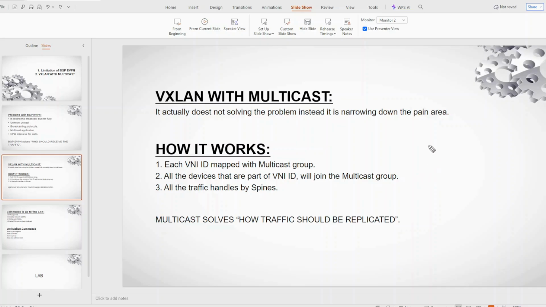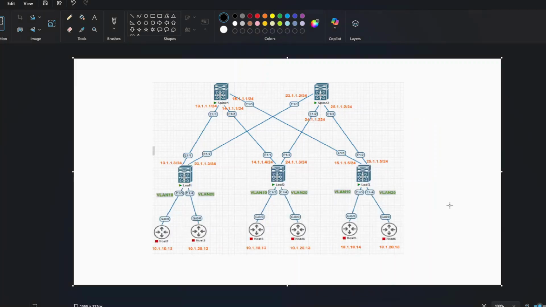All right, so let's talk about how it works. Let's not create a topology. Let's take a reference of that paint here. Suppose, let's first understand the concept with the example.